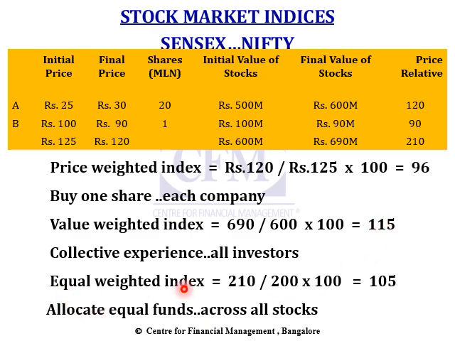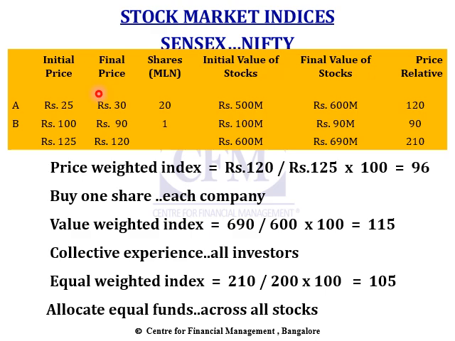Equal weighted index assumes that the investor allocates equal funds across all stocks. Suppose an investor has rupees 200 to invest, and he invests rupees 100 in stock A and rupees 100 in stock B. His investment of rupees 100 in stock A will fetch him 4 shares. His investment of rupees 100 in stock B will fetch him 1 share.